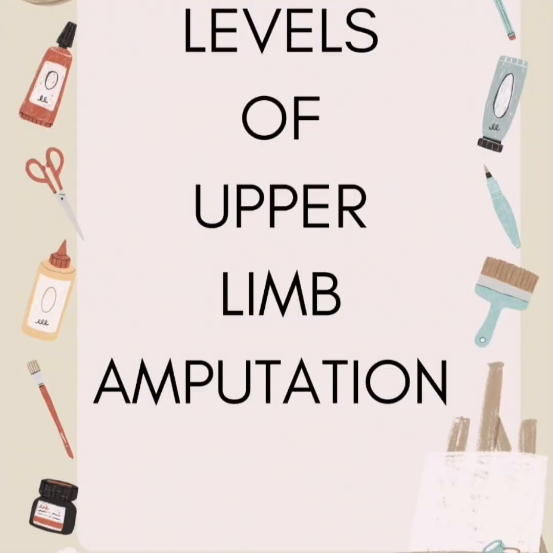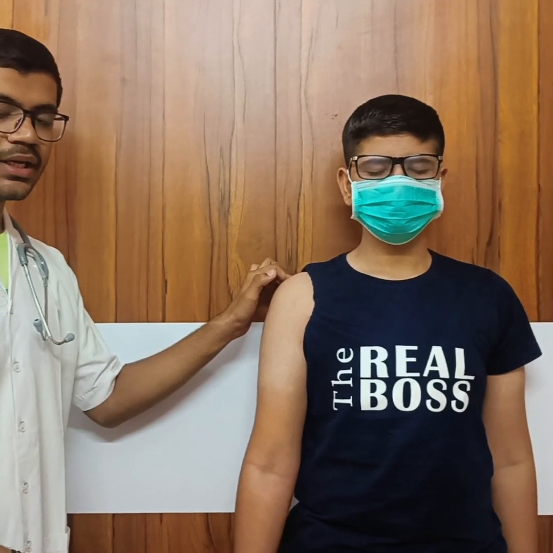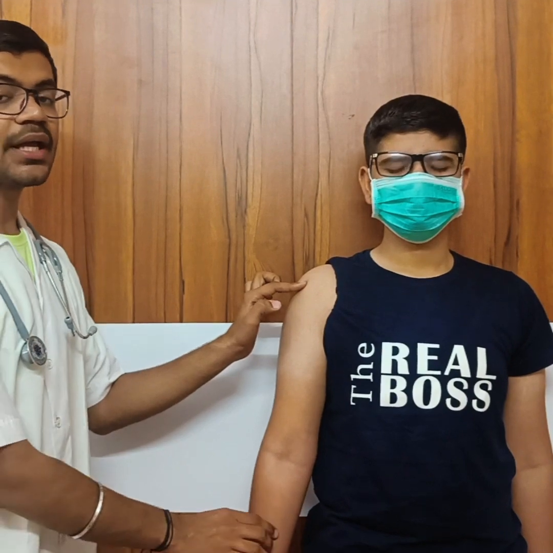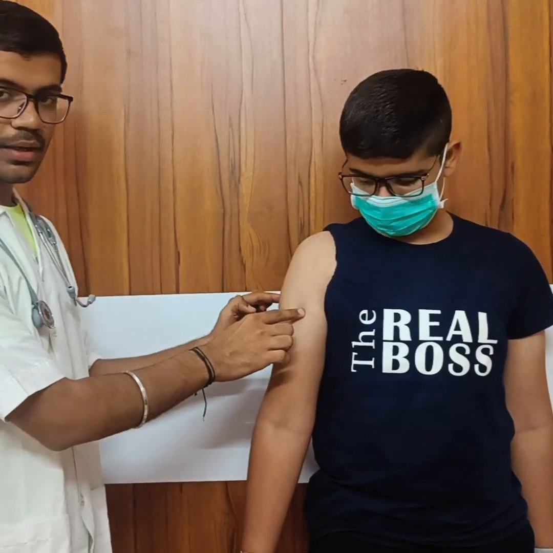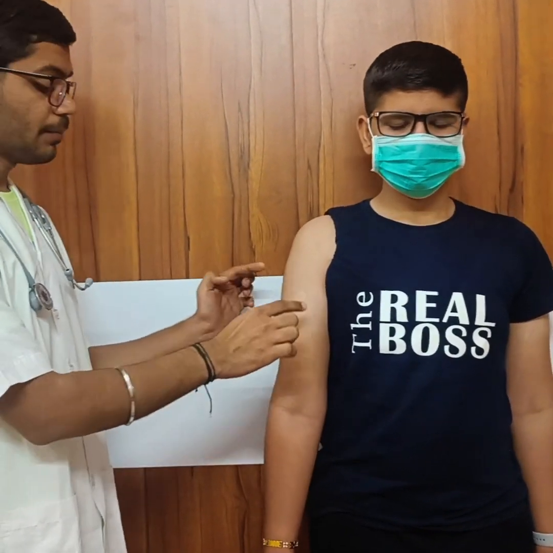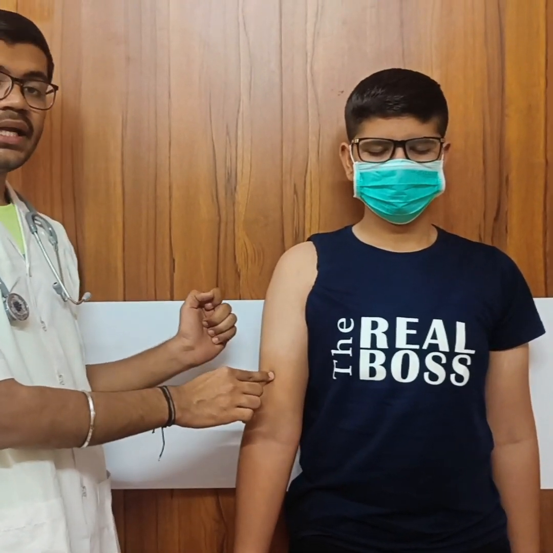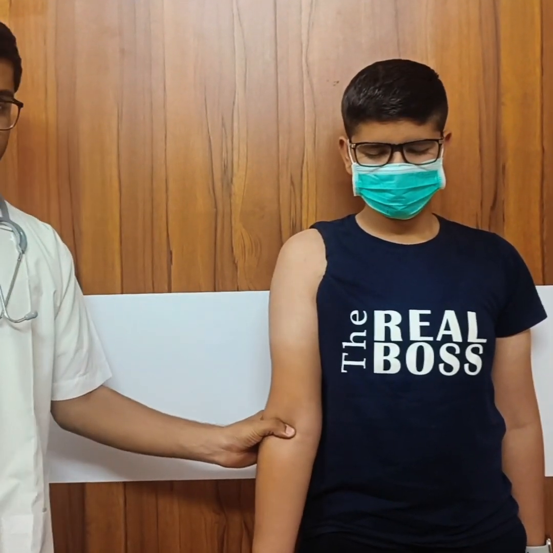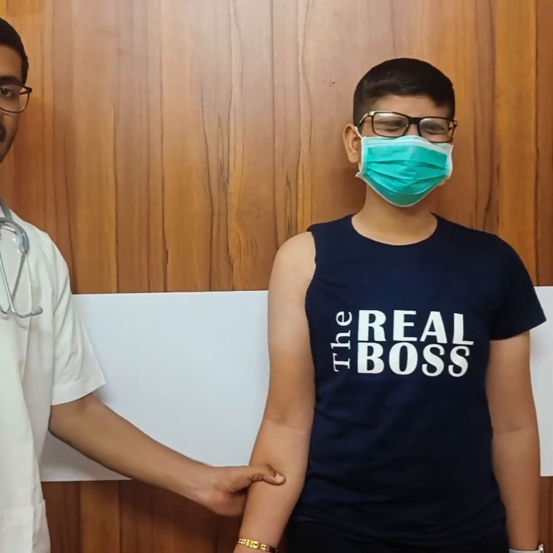Now, let's talk about the levels of upper limb amputation. If it is 4/4, 100% can be given. If it is shoulder disarticulation, 90% can be given. If it is above elbow, upper one third of the arm, 85% can be given. If it is above elbow, lower one third of the arm, 80% can be given. If it is through elbow, 75% can be given. If it is below elbow, 65% can be given.